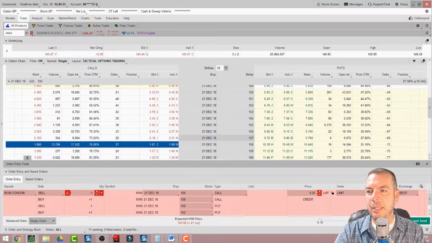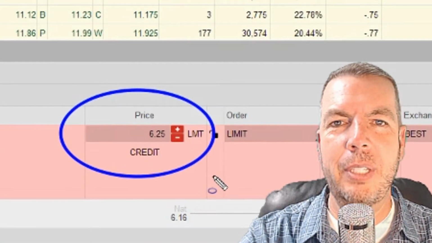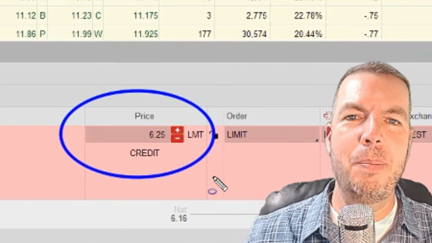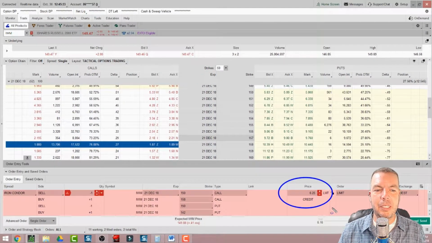And so you can see that the maximum amount of credit now that we receive on this trade would be $6.25. Now that would be our max potential profit in this case, because when we sell this position, we're going to collect $625 into our account just for selling this position. But of course, we're going to buy this back at about 25% of max profit.